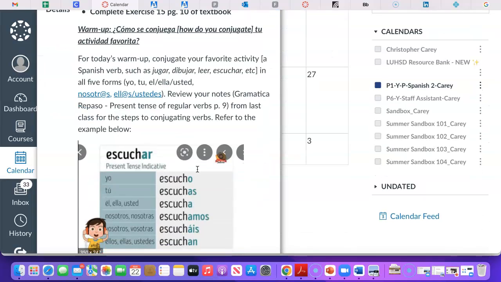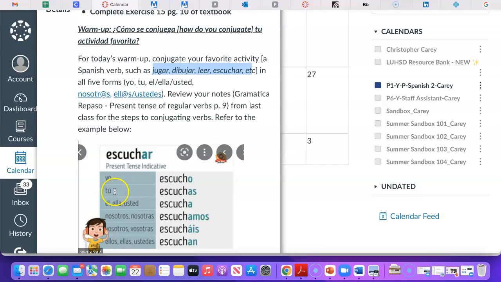So the example I did was the verb escuchar. Escuchar, remember, is my infinitive, basic unconjugated form of the verb. These are all infinitives. And then you're going to remove the ending. These are the steps to conjugate, right? Remove the ending, the AR, ER, or IR ending, and then you're left with what's called the stem. And then as you can see here, you're going to add to the stem the endings, present tense endings, that correspond to each subject pronoun.